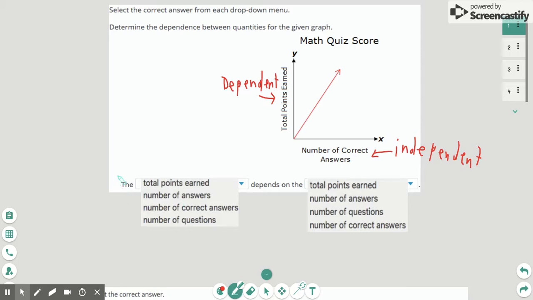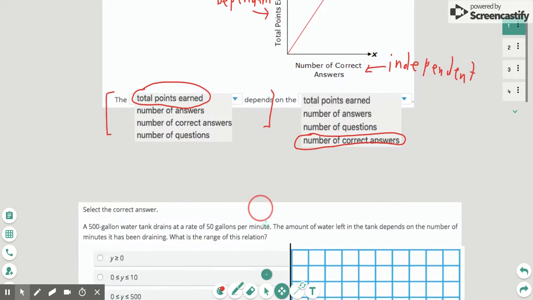Okay, so right now we're looking at the dependent, which is the y value. The variable on the y value is the total points earned. And that is the first option right here. And then the independent variable would be the number of correct answers, which is the last option here. Okay, let's go to the next question.